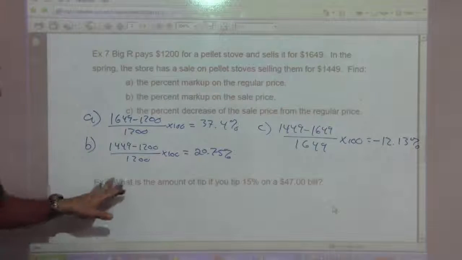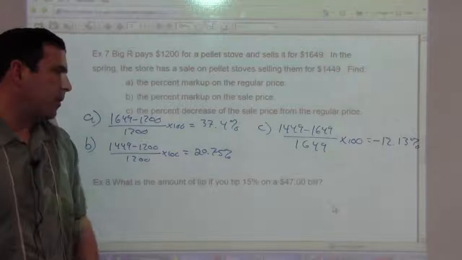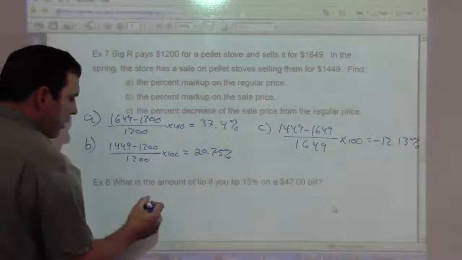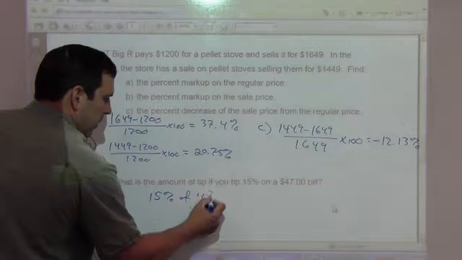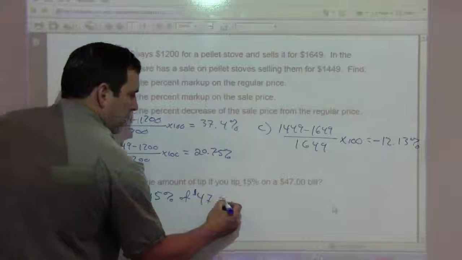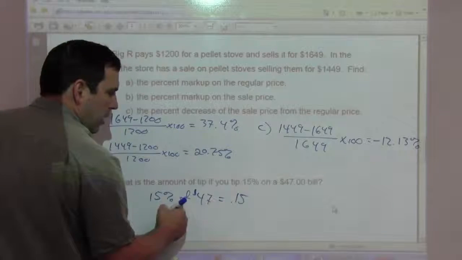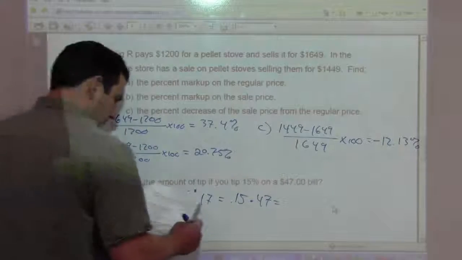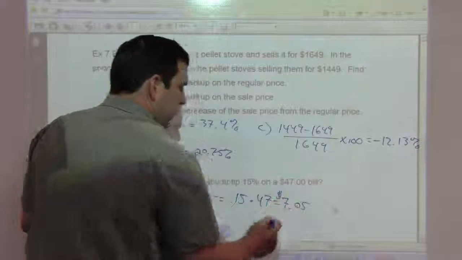Okay, let's talk about example 8, which is tips. What is the amount of tip? If you tip 15% on $47, well, 15% of $47, that's 0.15. 15% is 0.15 as a decimal. Of means times 47, and we get from that $7.05.